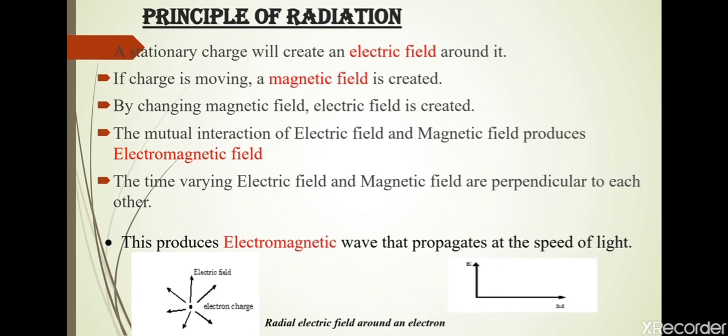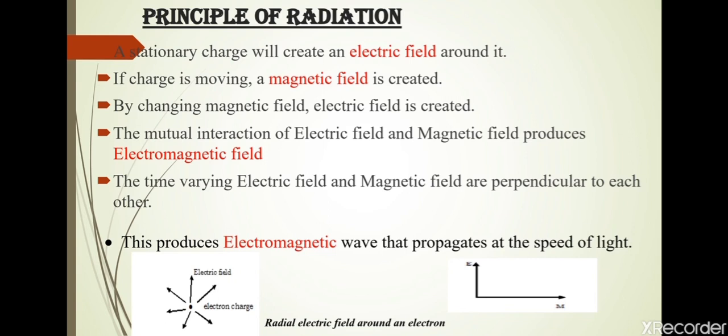What is the principle of radiation? The functioning of an antenna depends upon the radiation mechanism. An accelerating charge radiates the electromagnetic energy. A stationary charge will create an electric field around it. If the charge is moving, a magnetic field is also created. Also, by changing the magnetic field, an electric field is created. The mutual interaction of time varying electric and magnetic fields produces electromagnetic field.